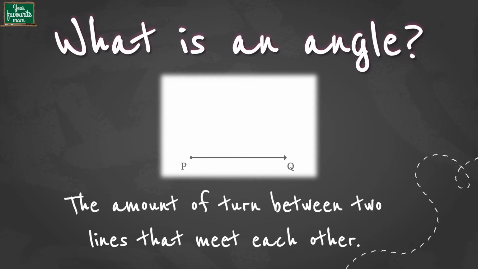What is an angle? An angle is the amount of turn between two lines that meet each other. So let's assume two rays are meeting at a point. This point where the rays meet is called the vertex, and the two rays are called the sides or the arms of an angle. And as you can see, an angle is being formed by these two lines.